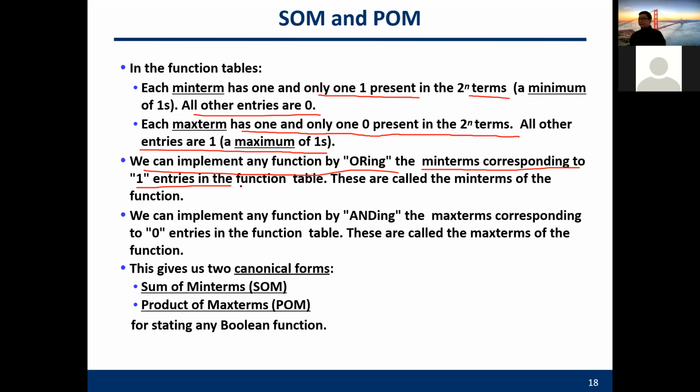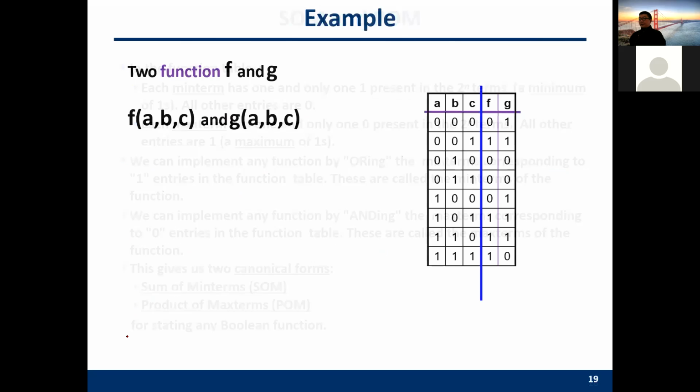These are so-called minterms of the function. We can also implement any function by ANDing maxterms corresponding to all zero entries in the function table. The function table, again, is a truth table. These are so-called maxterms of the function. So in this way, we have the sum of the minterms and the product of the maxterms to express any Boolean function. For example, this is a function. So we have actually two functions in this truth table.